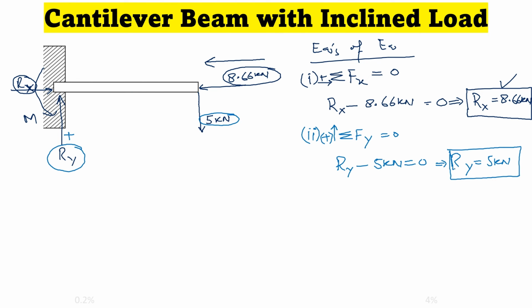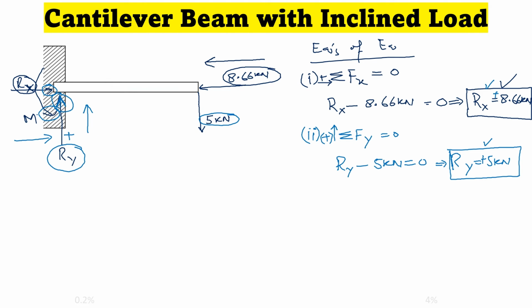If Ry is 5 kilonewton and its sign is positive, it means that the direction assumed is correct. We have assumed these directions arbitrarily, but these answers will confirm whether the direction is assumed correctly or not. So here Rx was positive, so the direction of Rx will be from left to right, and for Ry it will be from bottom to top.